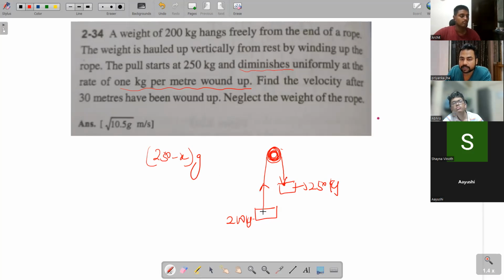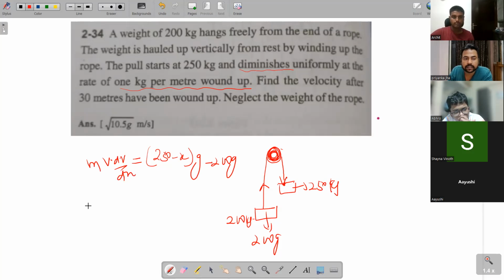Now the pull is acting upward on this block, because if I pull, this will be transferred to the block, and the block will go up. So this pull acts upward, and gravity constantly works downward. So what would be the net force? Pull minus this, and that is equal to mass into acceleration, that is v dv by dx. Now, mass is 200.